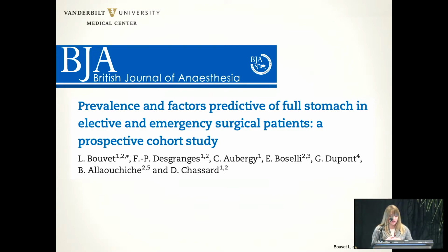They found that obesity, diabetes, opioids, and obviously their emergency-related conditions were the main risk factors for finding a full stomach. And again, I think this highlights the need for another modality to determine gastric contents, rather than just a presumption of a full stomach for those emergency surgery patients.